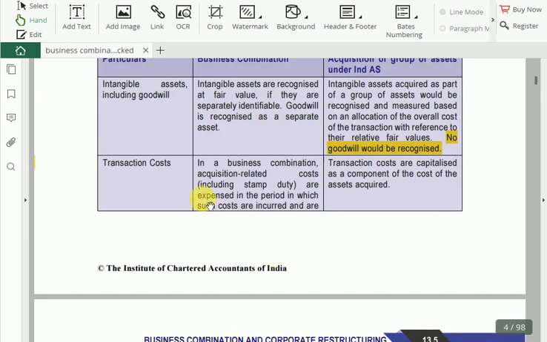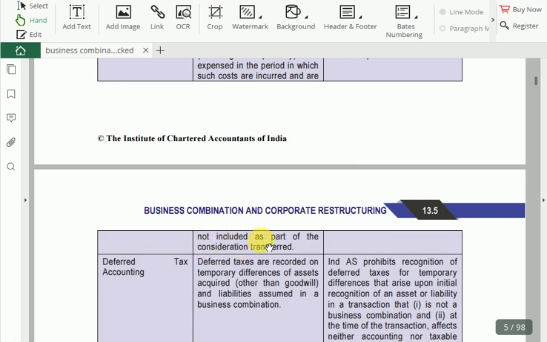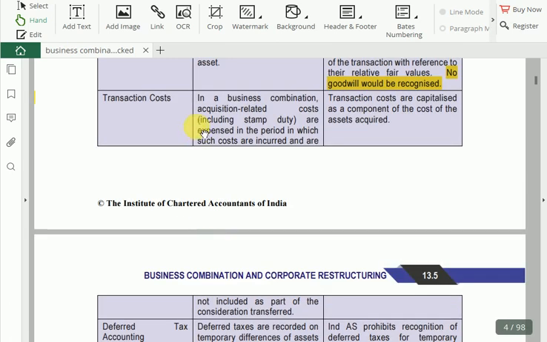Next point is transaction cost. In business combination, acquisition related costs including stamp duty are expensed in the period in which such costs are incurred and are not included as part of the consideration transferred. This is a very important point that was not there earlier in the old Indian accounting AS 14, accounting for amalgamations.